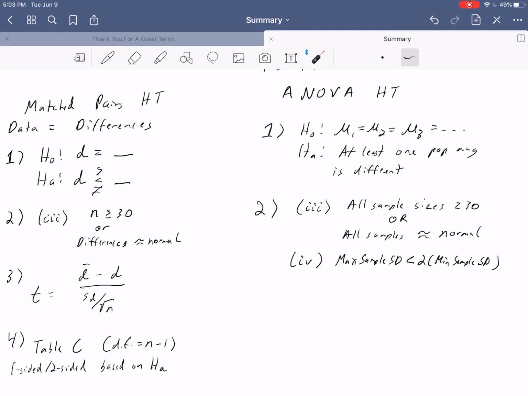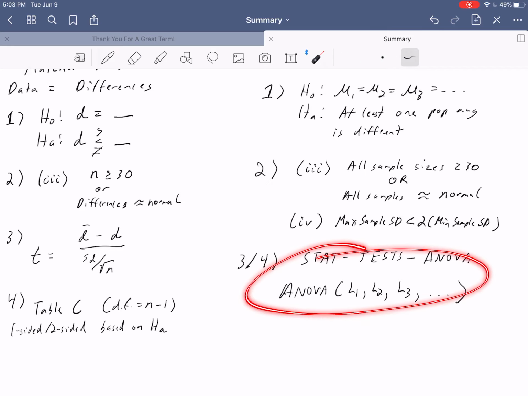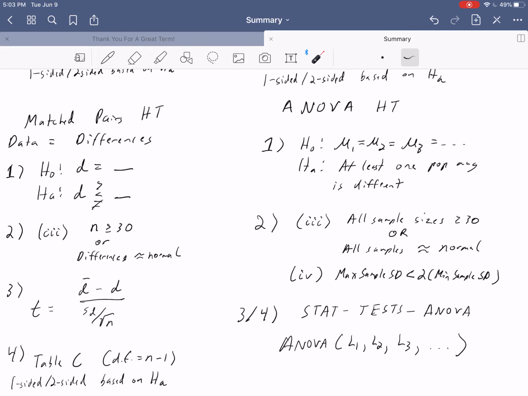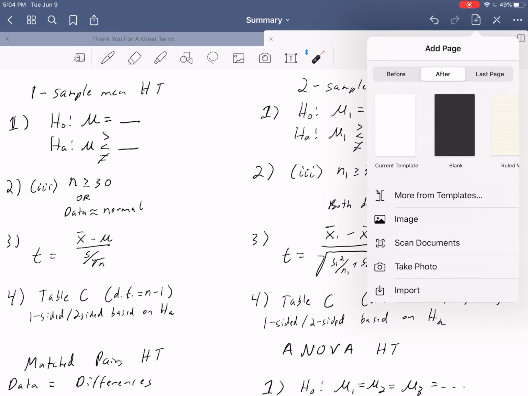But we do that by checking that the maximum sample standard deviation of all the samples is smaller than 2 times the minimum one. Then also remember that steps 3 and 4 here are done for you by using your STAT, TESTS, and then ANOVA, and then doing ANOVA of L1, L2, L3. If there's any more, you need to put those in and then close up that parenthesis, and there we go. So that's our ANOVA test. So right here, we have all 4 of our quantitative procedures, just focusing on the pieces that are different from each of them. Now let's turn our attention to the categorical ones.